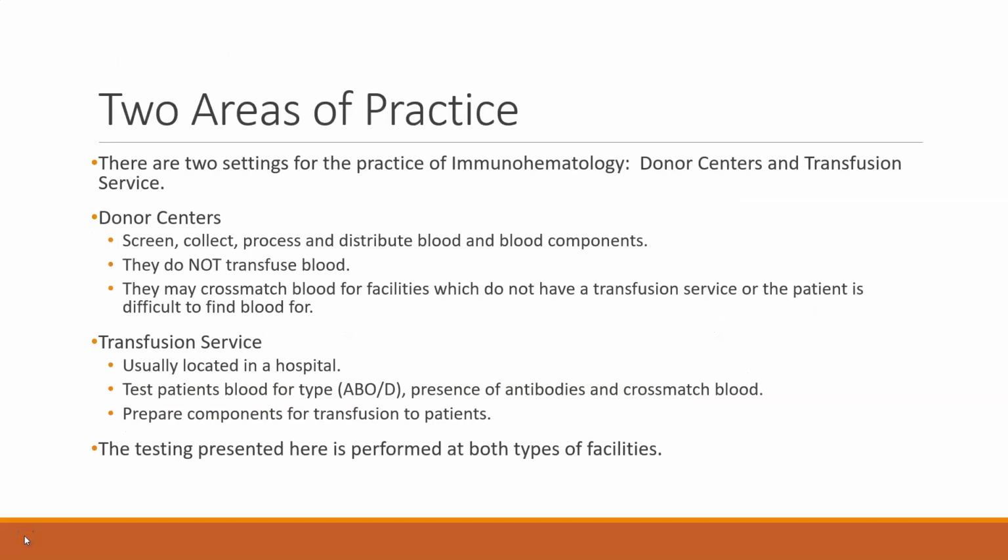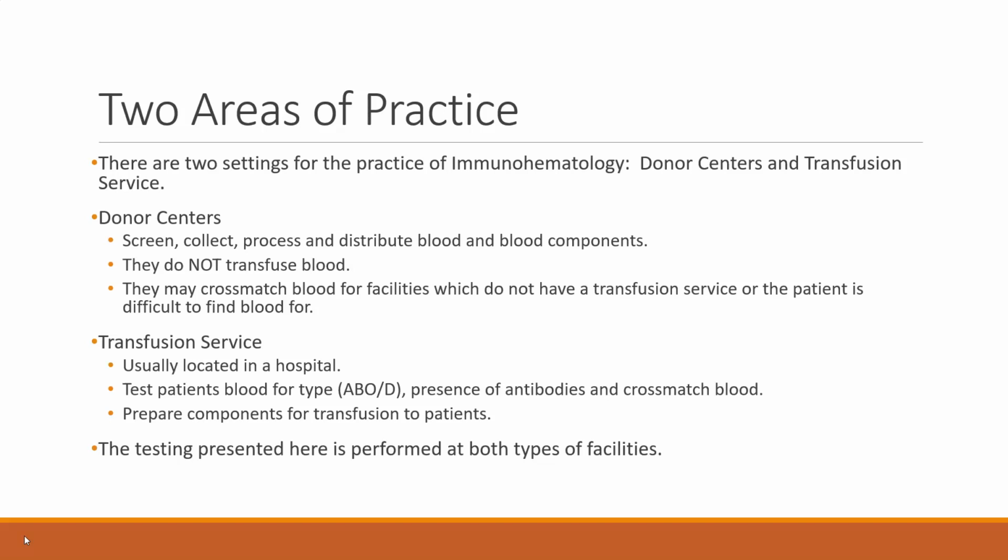There are two settings for the practice of immunohematology: donor centers and the transfusion service. Donor centers screen, collect, process, and distribute blood and blood components to area hospitals. They do not transfuse blood. They simply provide blood and blood products to the transfusion services. They may cross-match blood for facilities which do not have a transfusion service, or the patient is difficult to find blood for.